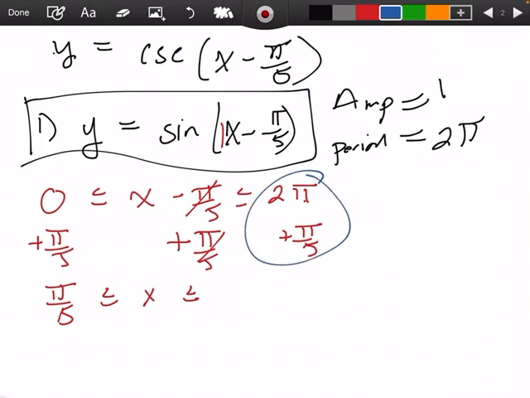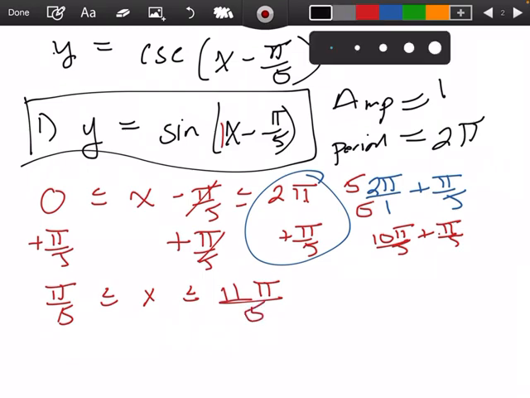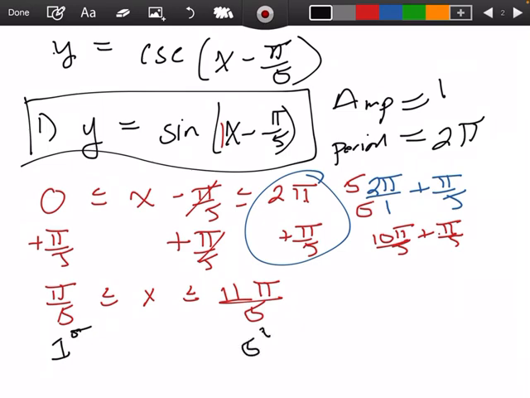So let's do this piece. So remember, this is 2 pi over 1 plus pi over 5. My common denominator is going to be a 5. So I'm going to multiply this guy by 5, that guy by 5. That'll leave me with a 10 pi over 5 plus pi over 5 is 11 pi over 5. Okay, so remember what we've done so far. We found the first point, and we found the fifth point. We still got to find points 2, 3, and 4.